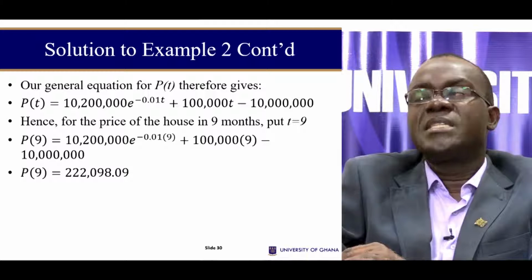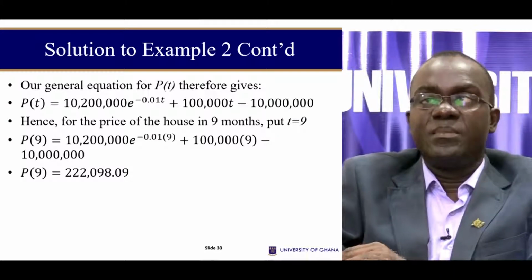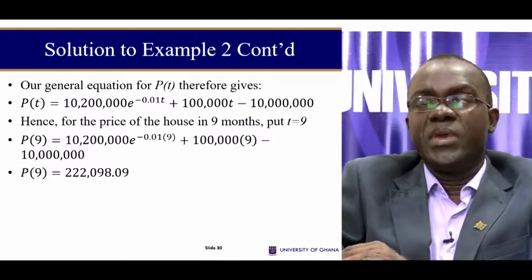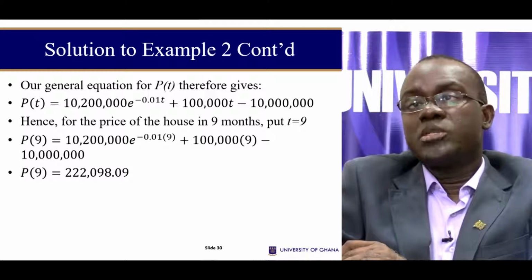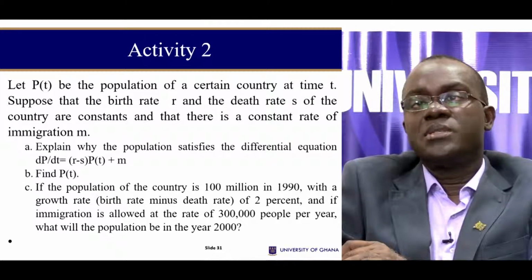Notice that we're asked to estimate the price when t is equal to 9. So we slot the 9 into the t over here, and then we are able to estimate the cost at time t equals 9.